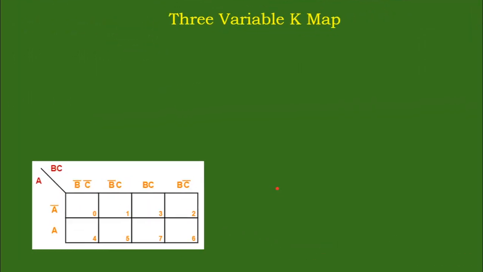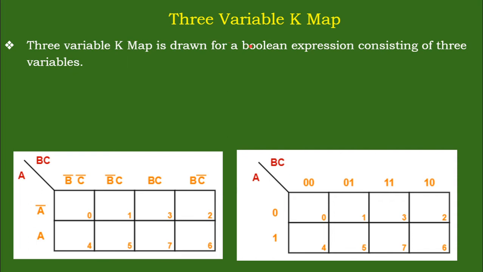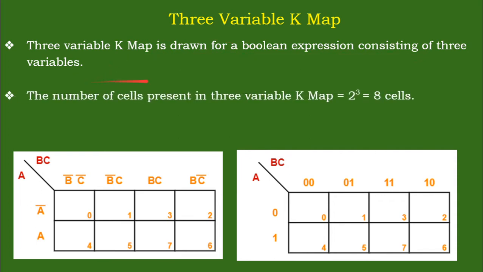Let us see the next, the three variable Karnaugh map. The three variable Karnaugh map can be drawn having 8 cells. This map is drawn for a Boolean expression having 3 variables, and the number of cells is 2 power 3, which is 8 cells. So 0, 1, 2, 3, 4, 5, 6, 7. This numbering should be done perfectly, and the naming also should be done perfectly. Then only the simplification will be done correctly. So now here, as we saw in the two variable Karnaugh map, instead of the complement we can use the 0 value, and instead of the original variable we can use the 1 value.